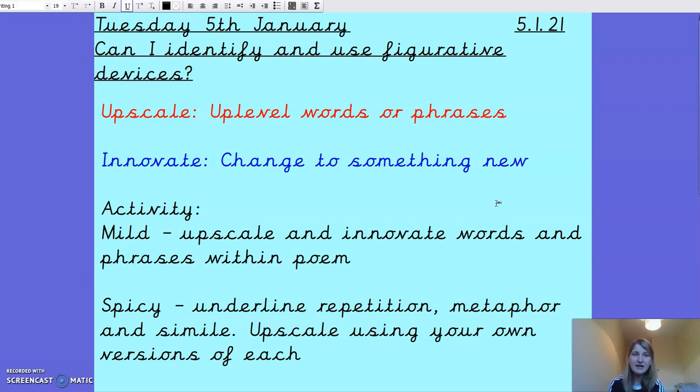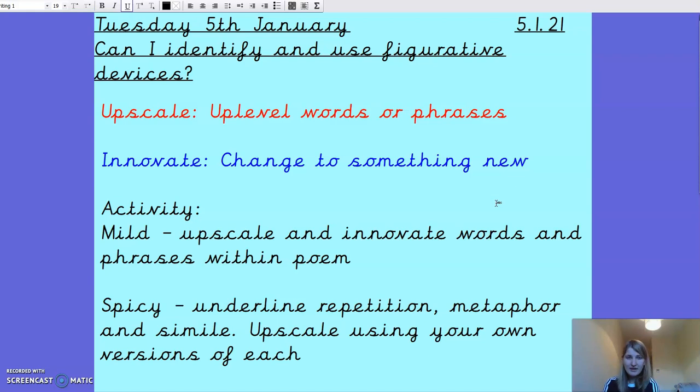So if we remind ourselves, upscaling is something we do in our writing on a daily basis. It's where we take words or phrases and upscale them to better choices. So perhaps looking for those tier 3 words, those wow words, thinking about how we can use better language. All right, so that's upscaling. Innovating is when we change. It's a bit like redrafting. It's when we completely change to something new. So it might be that we take a whole line or a whole idea and we completely change what it's all about.